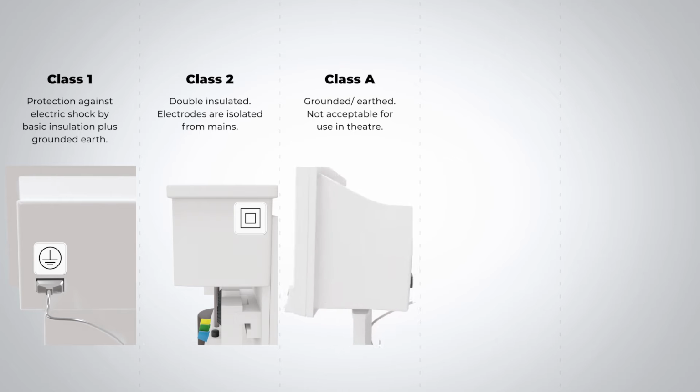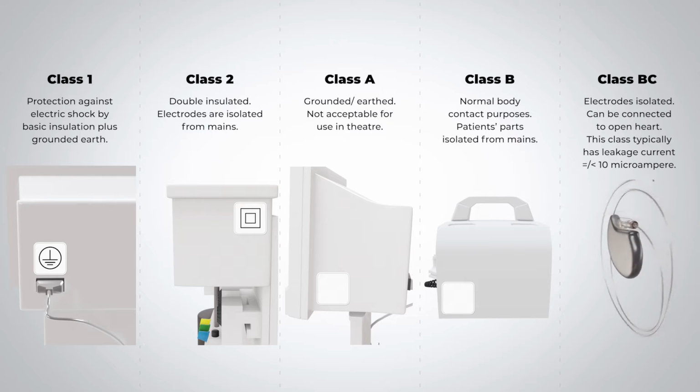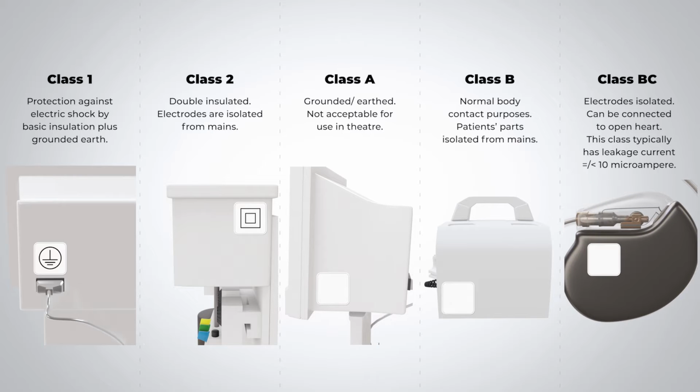Class A is grounded or earthed and not acceptable for use in theatre. Class B is for normal body contact purposes. The patient's parts are isolated from mains. Class BC electrodes are isolated and can be connected to open heart. Equipment in this class typically has a leakage current equal to or less than 10 microampere.